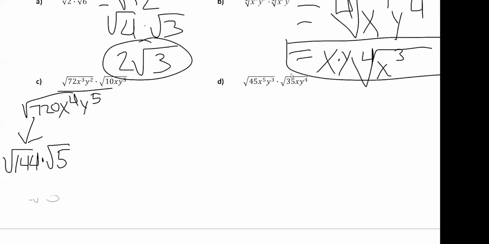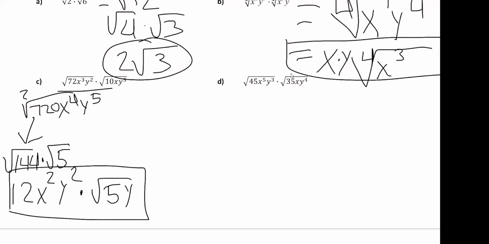But then for our variable parts here, remember with the square root, it's the index number of 2. So how many groups of 2 can you make out of 4? Well, that would be 2 groups of x's. So we used all of them, so none stay under. For 5 y's, we could pull out 2 y's, like 2 groups of 2. But then there is still a y left over. So this would be our answer, if that makes sense. But basically, if you have a number part and a variable part, do your number part on its own, do your variable parts on their own, and then put them together.